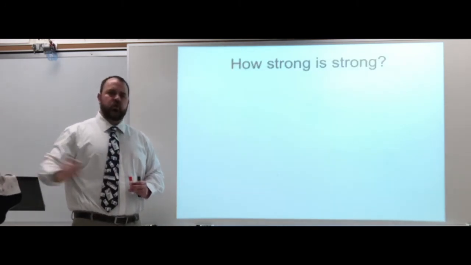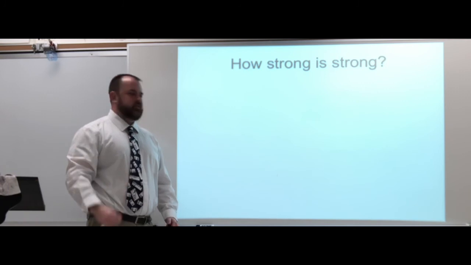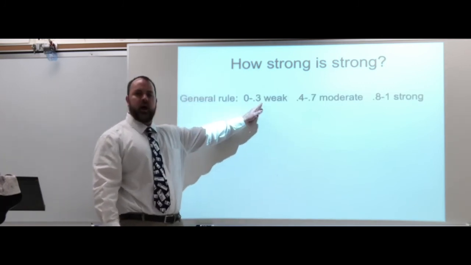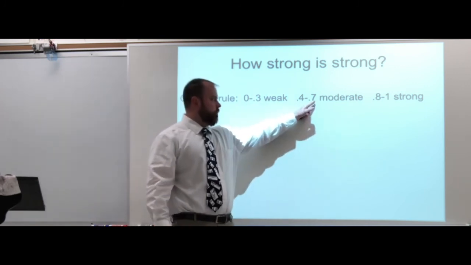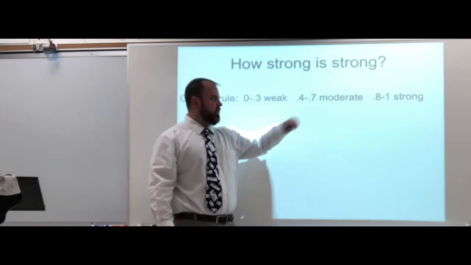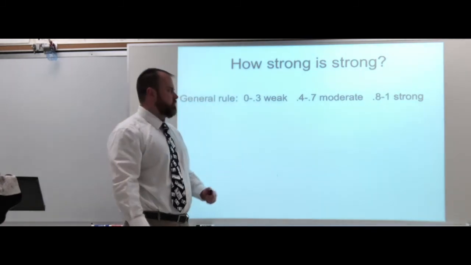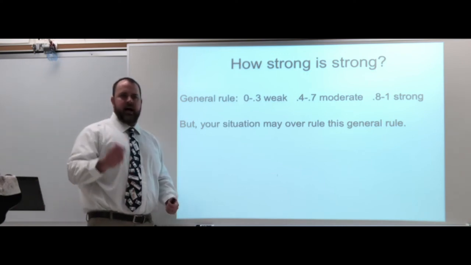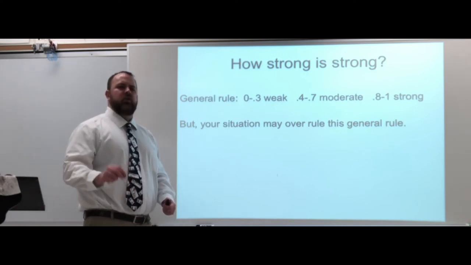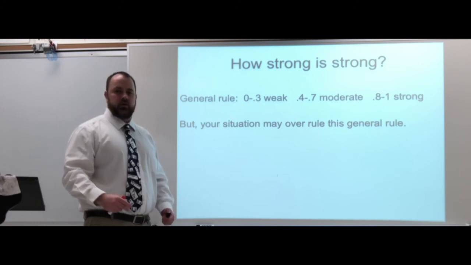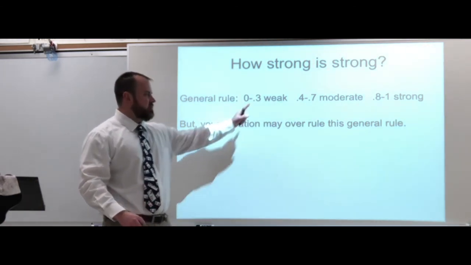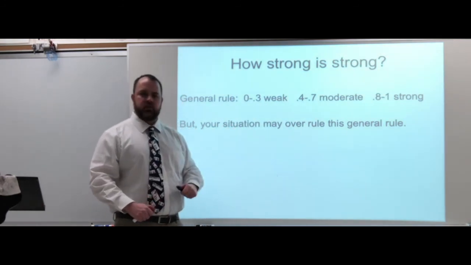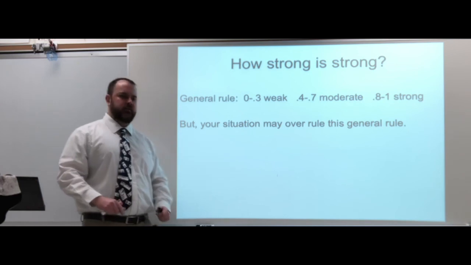Okay, so how strong is strong? When you're looking at that value of R, what is it telling us? The general rule: 0 to 0.3, I would consider weak. 0.4 to 0.7, moderate. 0.8 to 1, I would consider strong. Of course, your situation is also going to determine some of that, depending on how accurate you want your predictions to be. But this is a nice rough estimate of where the weak, moderate, and strong relationships fall. You can use that as a little bit of a guide.